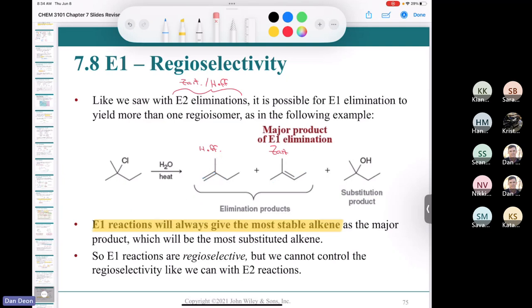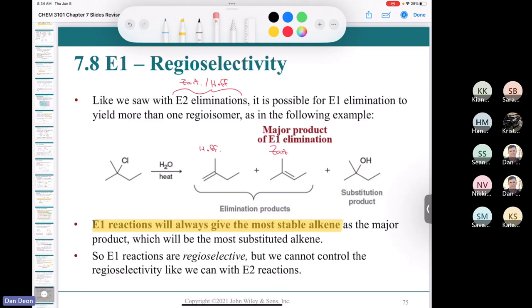The thing is, do you remember with E2 reactions, we could pick a hindered base versus an unhindered base, and we could obtain either the Hofmann or the Zaitsev preferentially. The problem is you can't do that with an E1. What you get is what you get. There's nothing you can do about it. It's just going to give you that, and then you'd have to purify it if you wanted to isolate one alkene in particular.